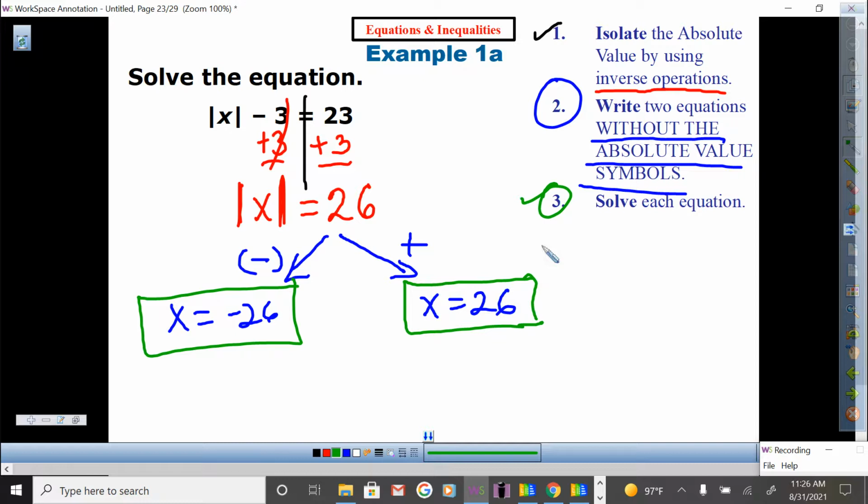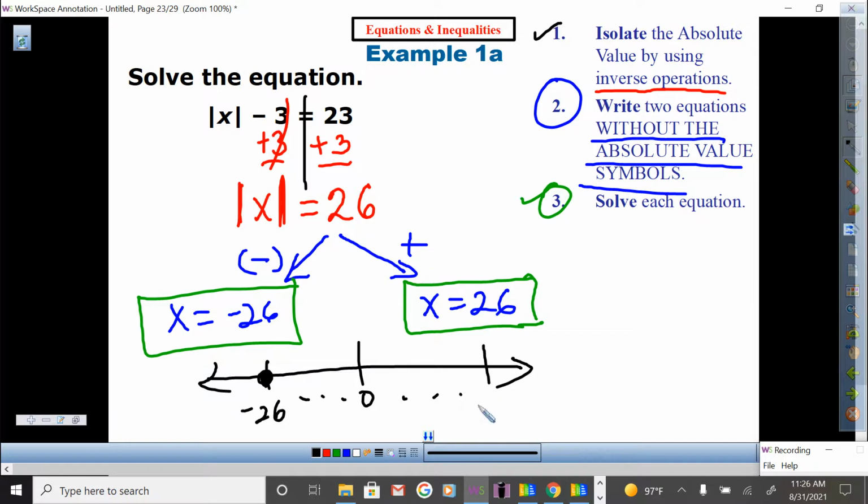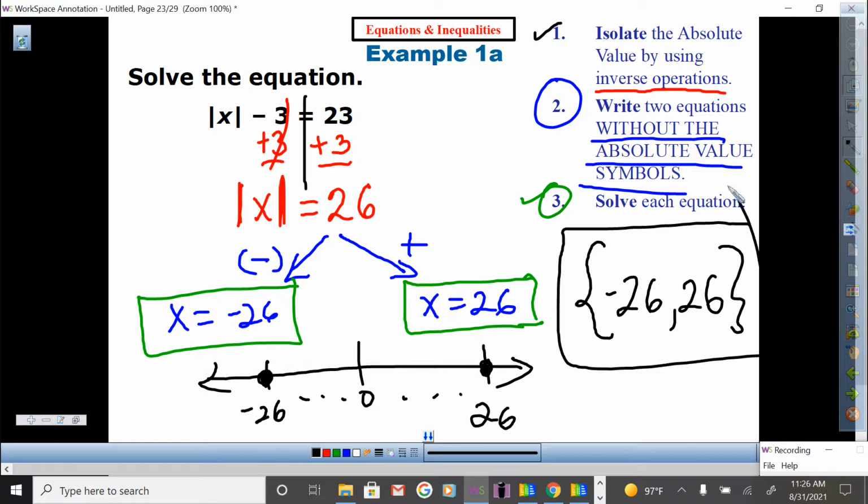All right, so those are the steps. However, are we done according to the process that we learned before? No, we need a graph. Let's graph this. Here's my number line. 0, dot, dot, dot, negative 26. Plot your point. Dot, dot, dot, positive 26. Plot your point. And my solution set, look how I'm going to write my solution set: negative 26, comma, positive 26, and that's how you write your solution set.